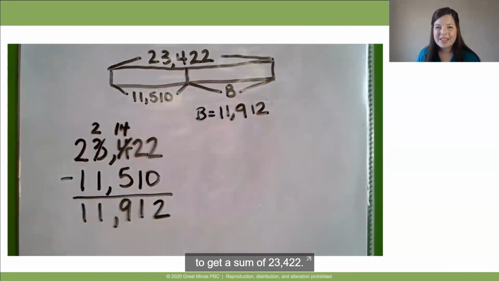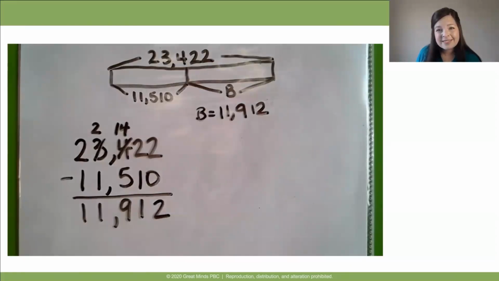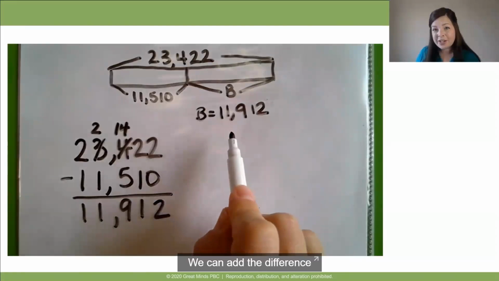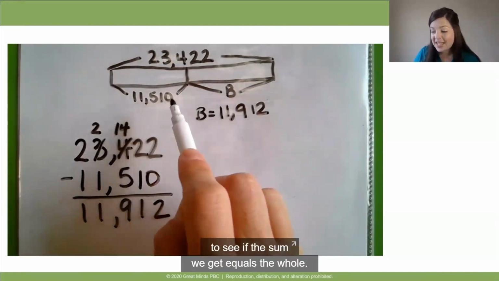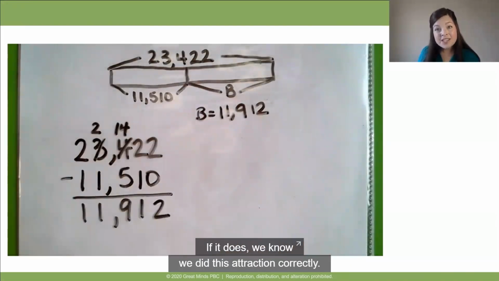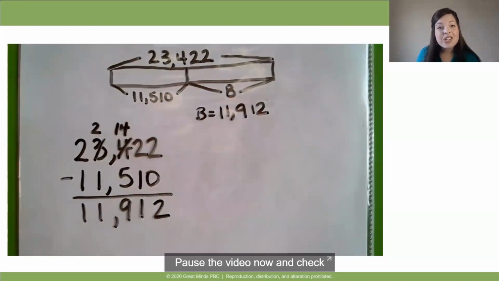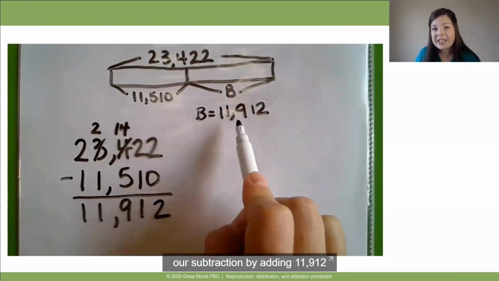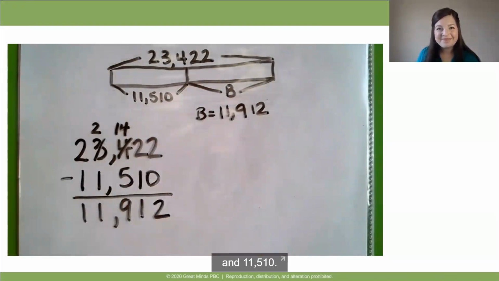So then how can we check our answer to a subtraction problem to make sure that we did it correctly? We can add the difference to the part we knew at first to see if the sum we get equals the whole. If it does, we know we did the subtraction correctly. If it doesn't, then we need to go back and find our mistake. Pause the video now and check our subtraction by adding 11,912 and 11,510.